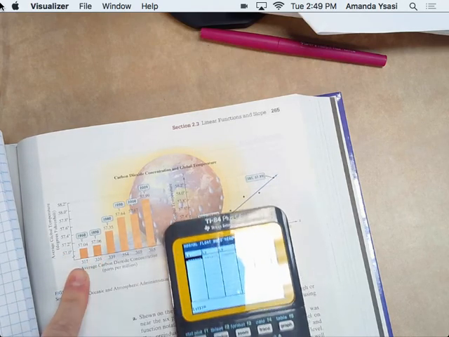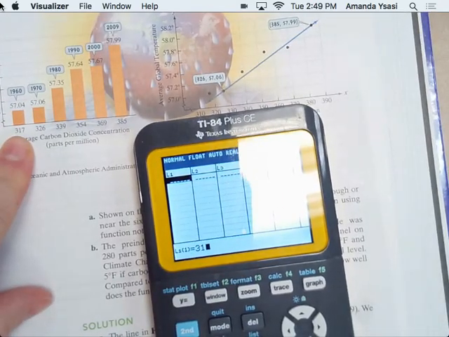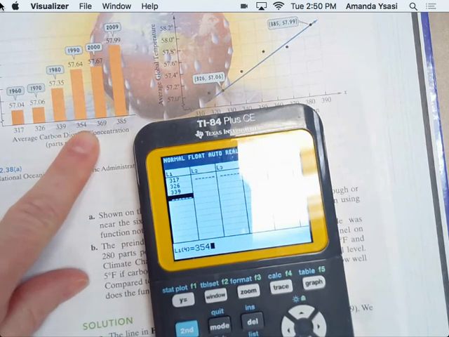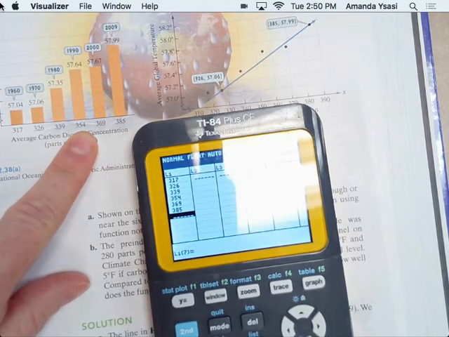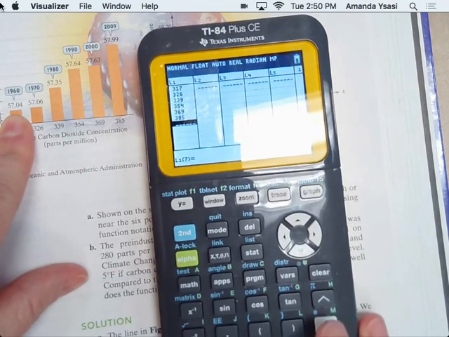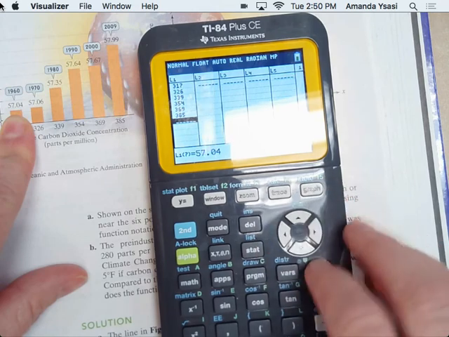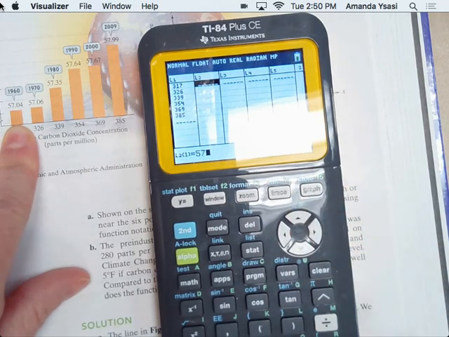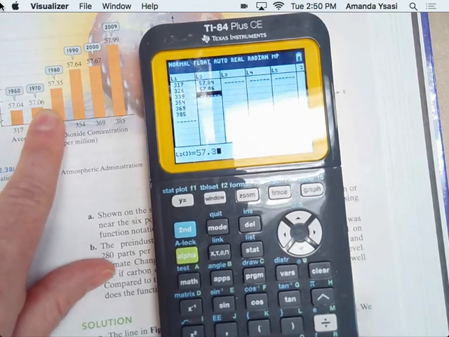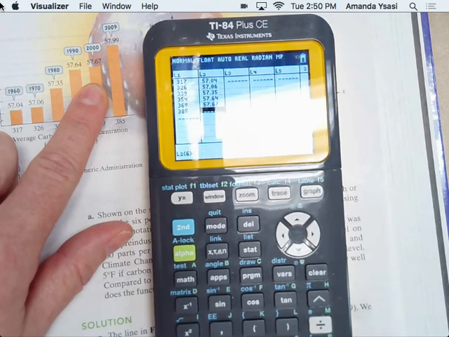So our X values would be 317, 326, 339, 354, 369, 385. Those are the X values. And then the Y values are here: 57.04. Oh, I need to delete that. Make sure to go up to L2. 57.04, 57.06, 57.35, 57.64, 57.67, and 57.99.